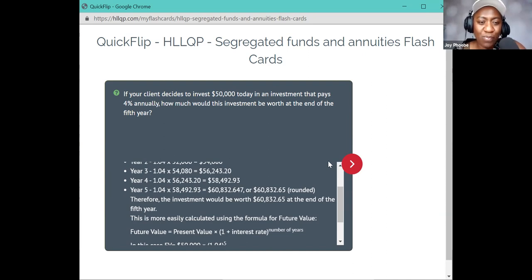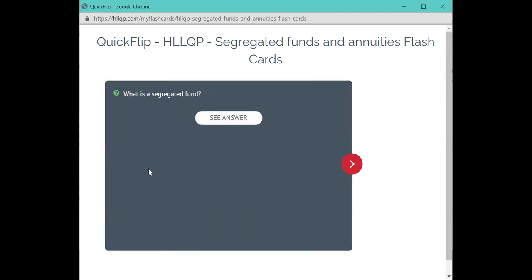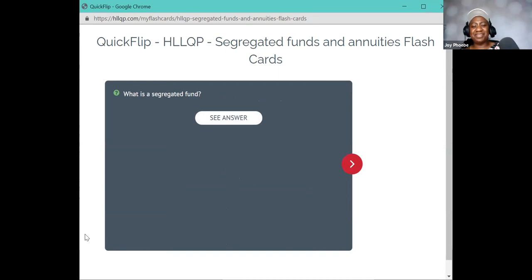Okay. So are we good to go? Yes. Can we move forward now, guys? Mm-hmm. Yes. All right. Okay. What is seg fund? What is seg fund?